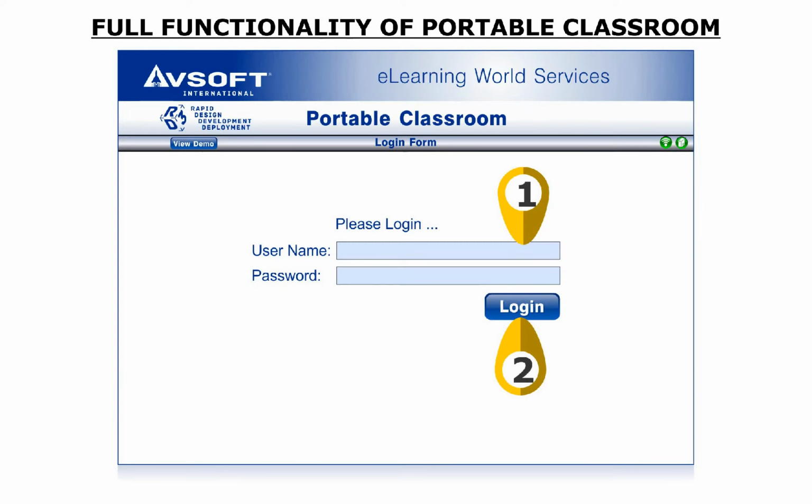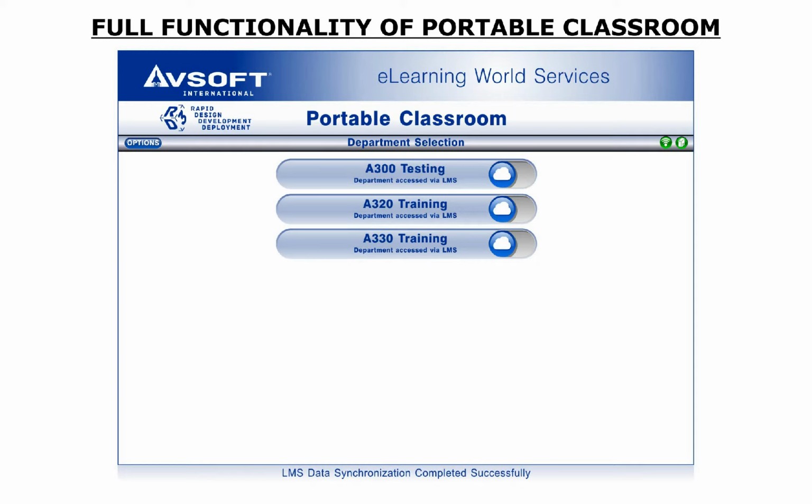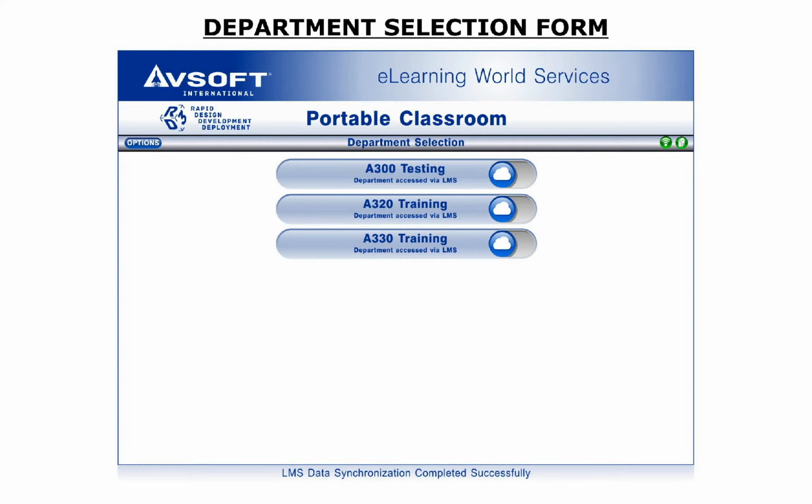In order to use full functionality of the portable classroom application, you must be registered in Avsoft's LMS. On the login form, enter your LMS login credentials, the username and password, and then tap on the login button. The portable classroom will verify the credentials, and then present the user with the department selection screen, containing a list of the departments that the user has access to. The department selection form features the following controls. An options button, a server indicator and a Wi-Fi indicator, and department buttons.